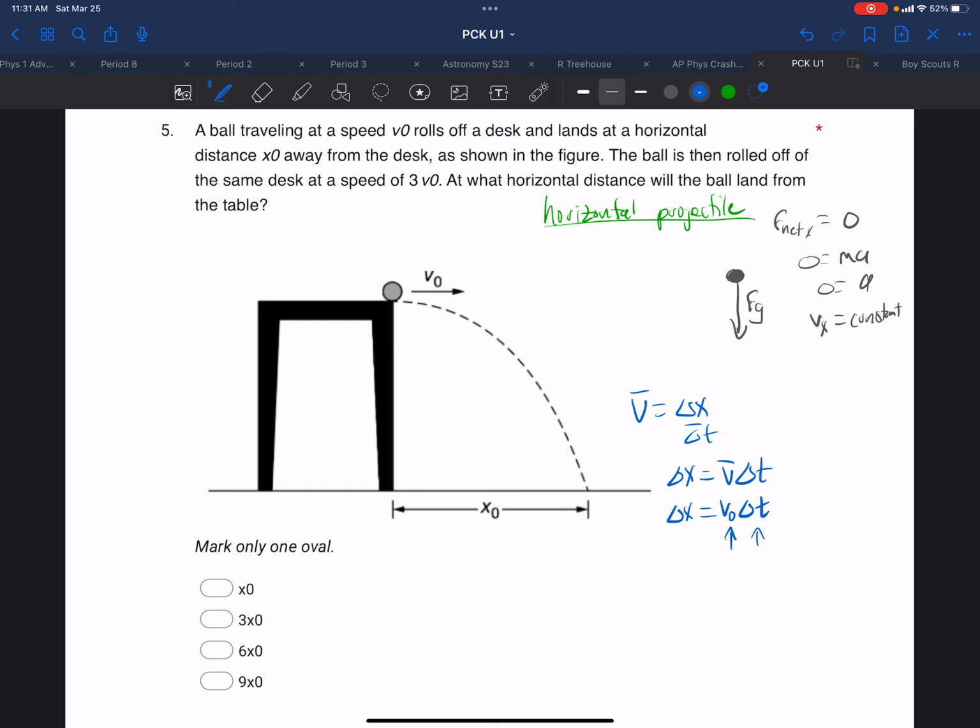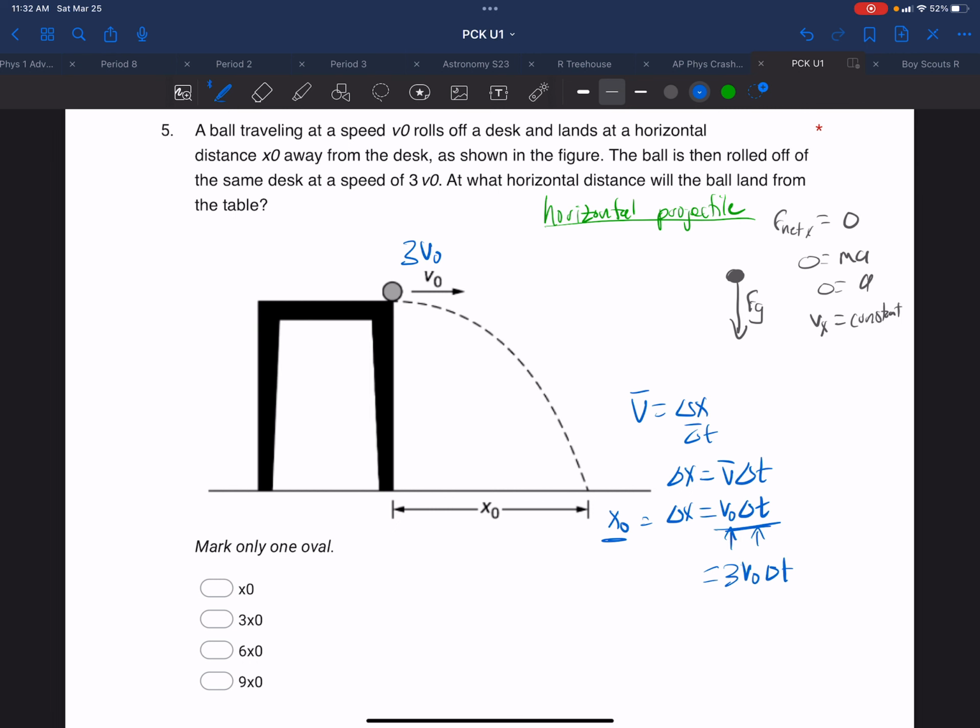So let's look at the conditions. We know that when it is fired at v0, it travels a distance x0. So when it's v0, it's x0. So it's rolled off the same desk now with a new speed, 3v0. Well, let me put this in here. This gives us a distance of x0. So when it's v0 delta t, it's x0. And now we have 3v0 delta t.